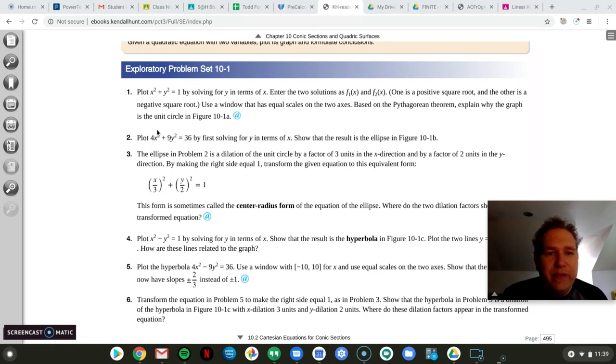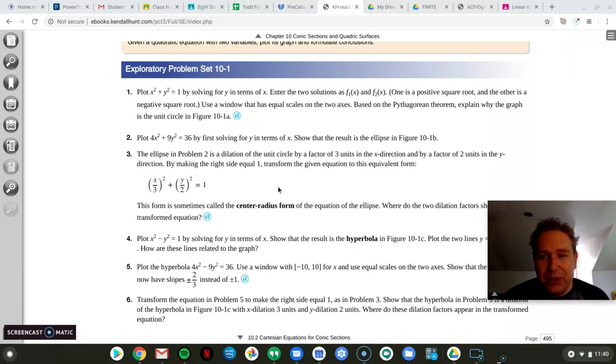So divide this term by 36, so you have 4 over 36 x squared. Divide this term by 36, so you have 9 over 36 y squared. 9 over 36 is a fraction you can reduce, and 4 over 36 is a fraction you can reduce too. And 36 over 36 equals 1. So divide this term, this term, and this term all by 36 to answer number 3.